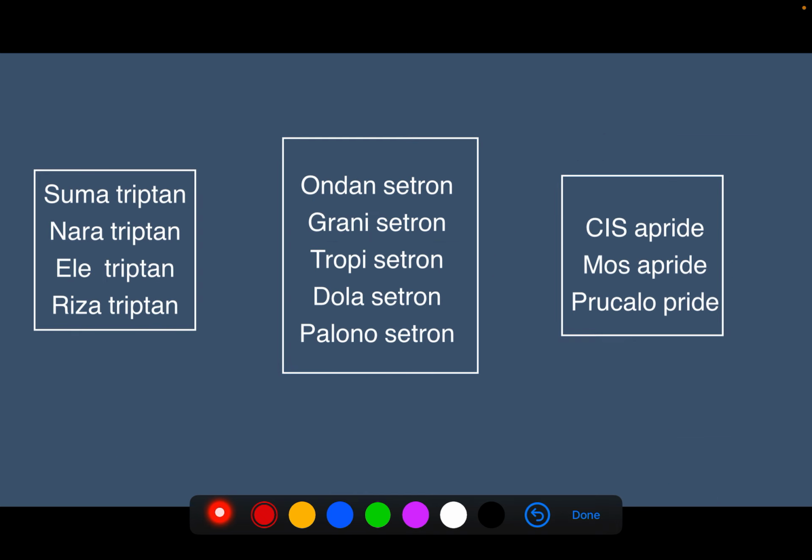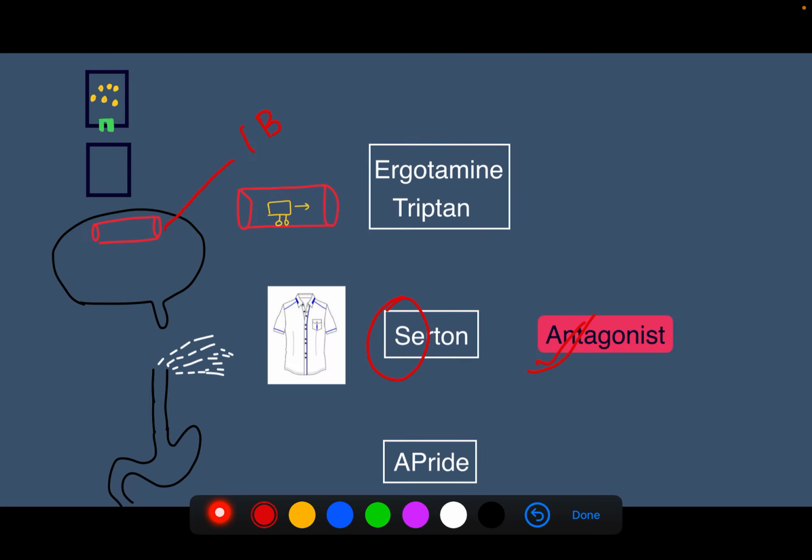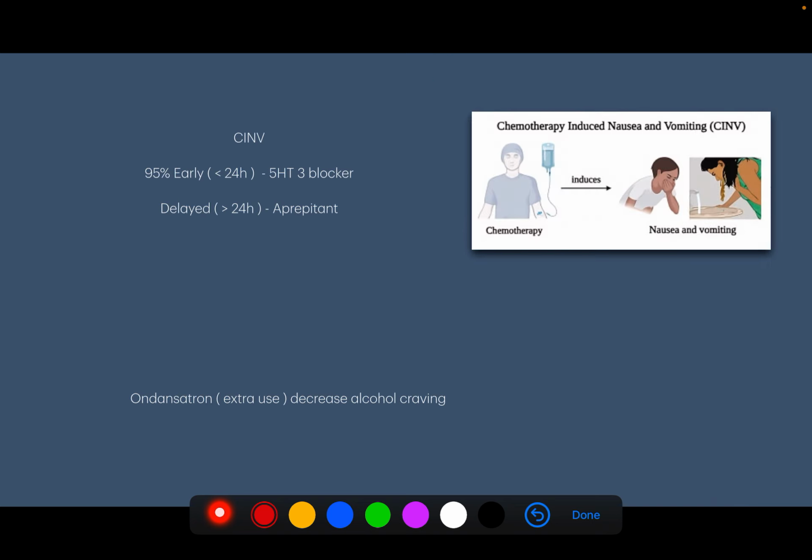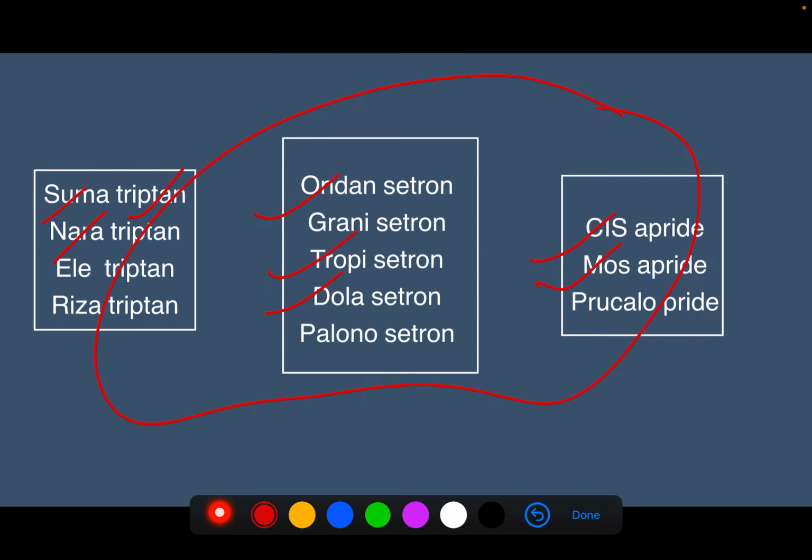So these are the drugs which are cisapride, mosapride and all. Here ondansetron, topisetron, dolasetron and all. And we have here triptans, we have sumatriptan, naratriptan. So these were the drugs that we studied here. This was about the drugs.